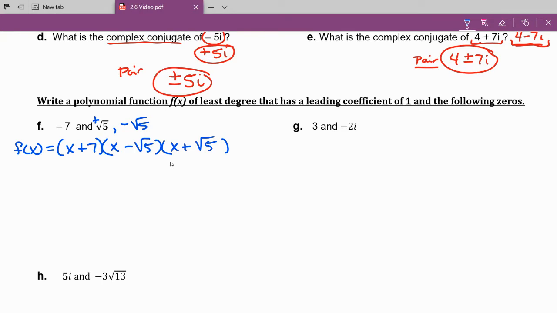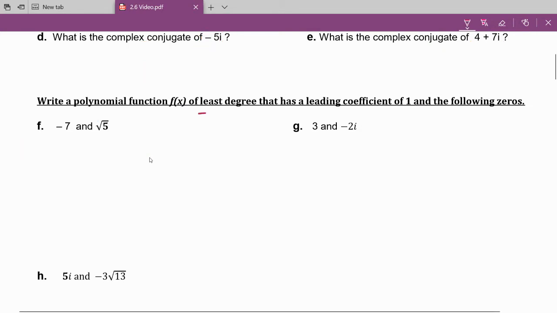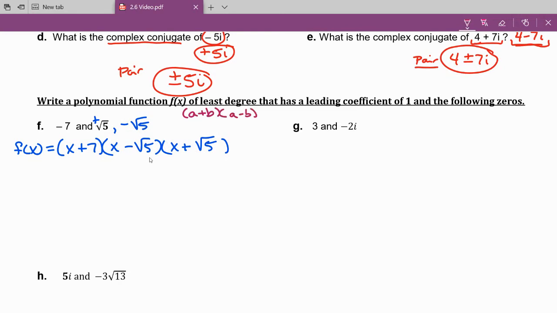Now, another really important rule that we use a lot is the sum and difference rule. Whenever you have a sum or a difference, so we're just going to call it a plus b times a minus b, if you multiply your a times your a, you get a squared. But if you multiply the a times the negative b, that's going to create a negative ab. If you distribute the b to the a, you get a positive ab. And when you distribute the b to the negative b, you get a negative b squared. So the middle terms essentially cancel out.